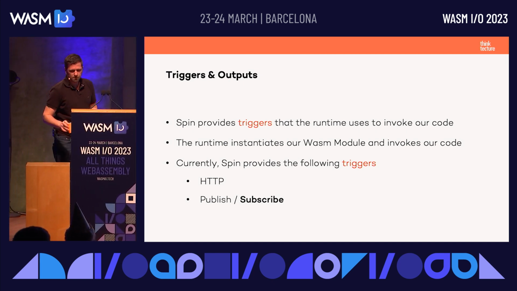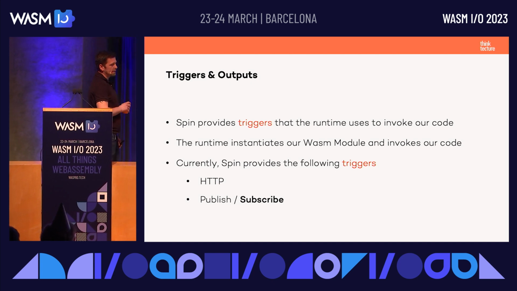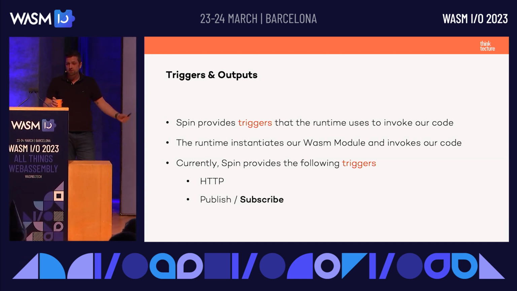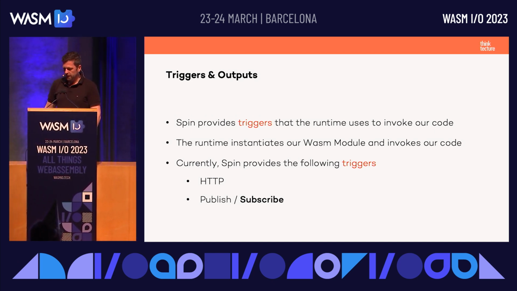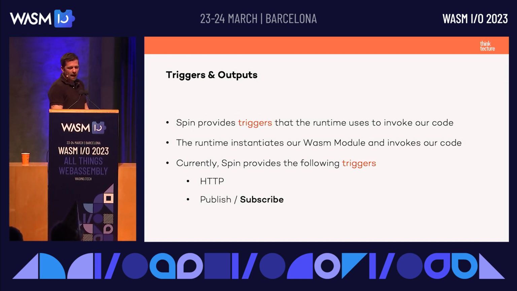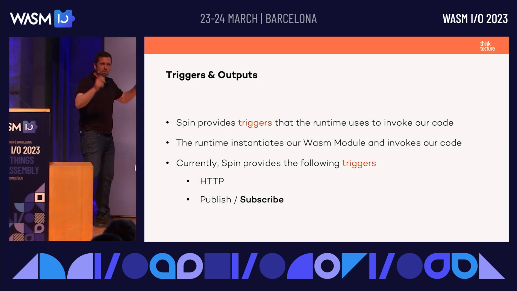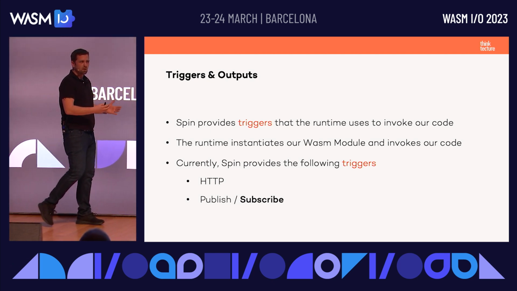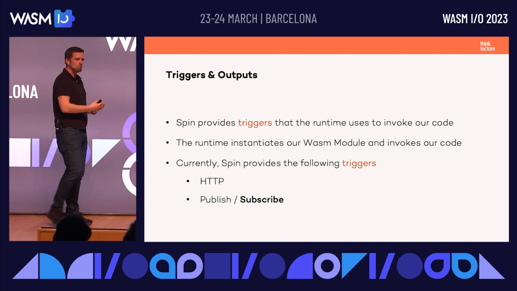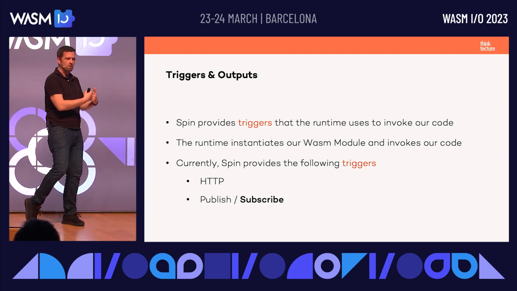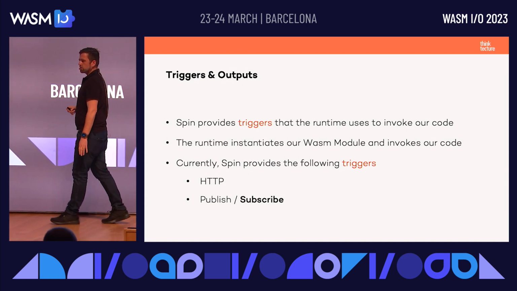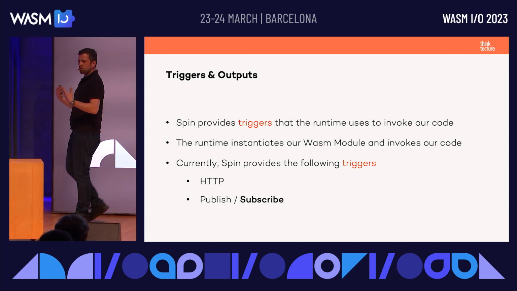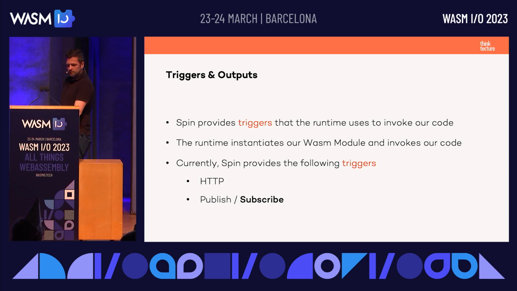So currently, Spin offers two different triggers. So we have HTTP triggers. We saw that already, right? And we have the subscribe part of PubSub. So we can get our code invoked if a message appears in a queue. So those are the triggers that Spin currently provides that we can use to build reactive applications.